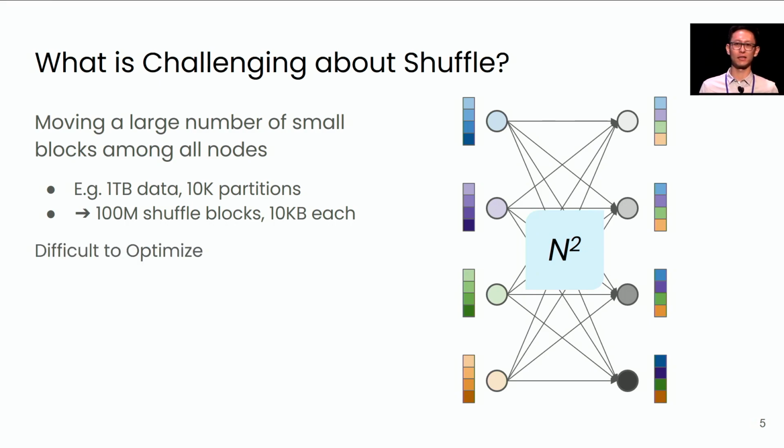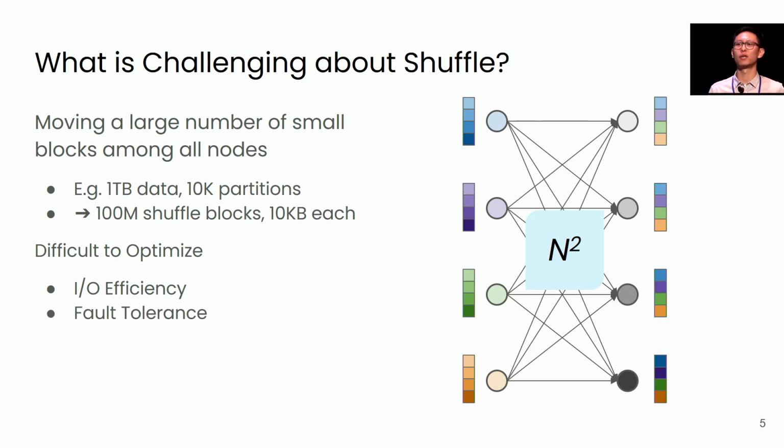This makes it difficult to optimize for a few reasons. First, this creates challenges for I/O efficiency. It's inefficient to just send these blocks without optimization. Fault tolerance becomes important because if one of these blocks fails to transfer, the system must be able to handle it transparently. And finally, if the data is skewed, then there's a problem of load balancing.